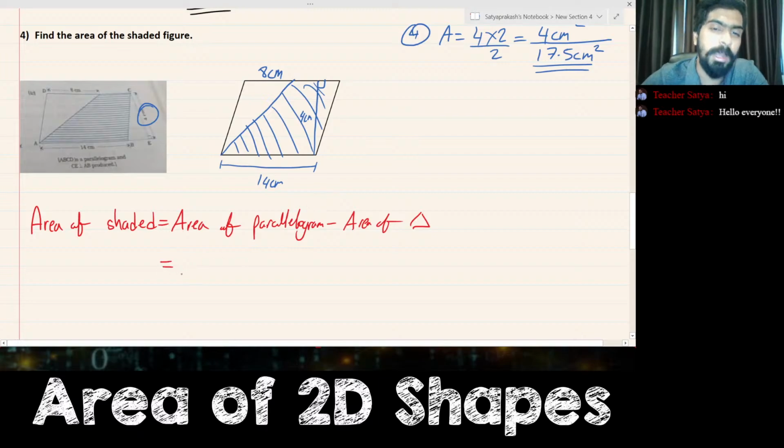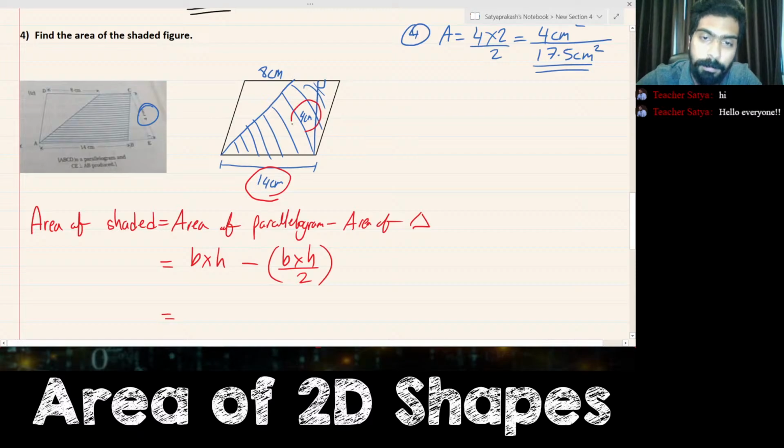So area of the parallelogram is base times height, so B times H, minus area of a triangle is B times H divided by 2, right guys? So now the base of the parallelogram and the height of the parallelogram is right here. So we have 14 centimeter multiplied by 4 centimeter, and subtract with the base of the triangle.